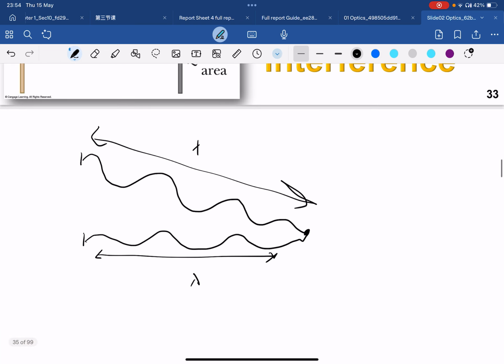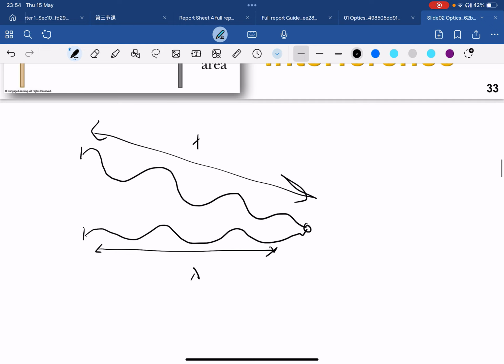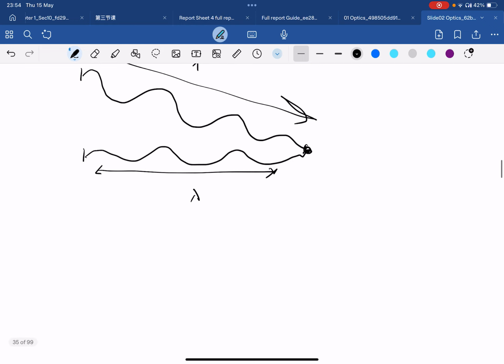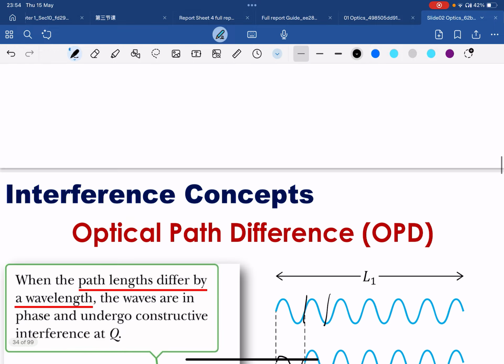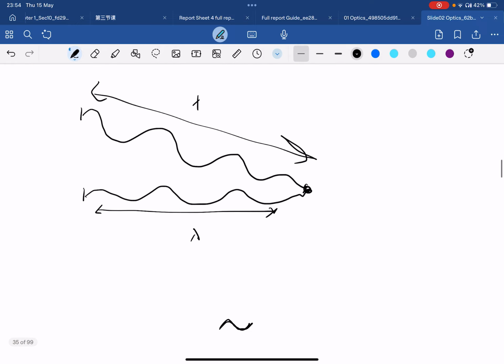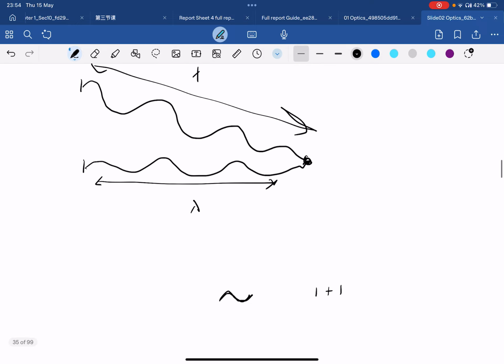Why? Because when they meet up at this point, they're going to be in phase. Essentially meaning when they meet up at this point, the two waves are going to be the same. So when they're the same, the same concept as this one, they add up to amplify. So 1 plus 1 adds up to equal 2. So it sort of amplifies at this point.